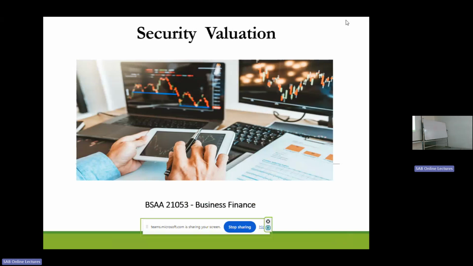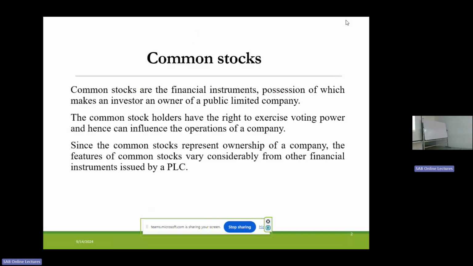So now we have to discuss common stock or ordinary share valuation and the preference share valuation. Again the concept is the same, so we are going to calculate intrinsic value. Based on the intrinsic value, you can decide whether to invest or not by comparing this intrinsic value with the market price.